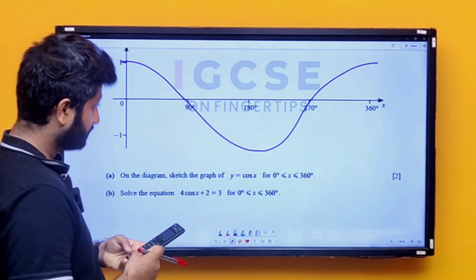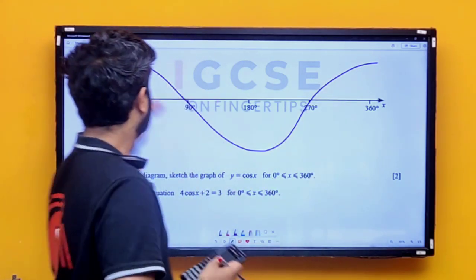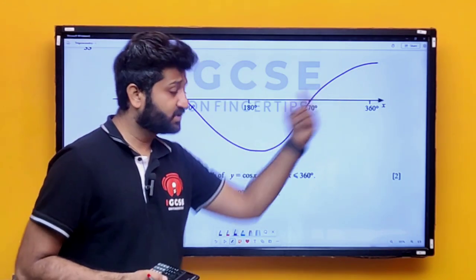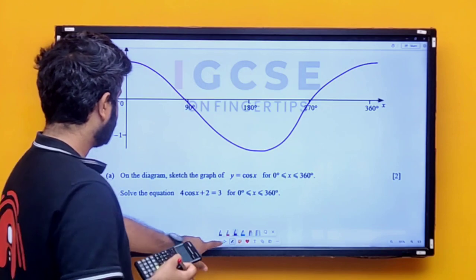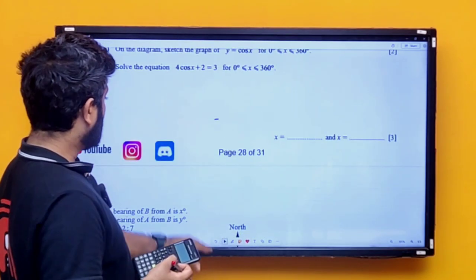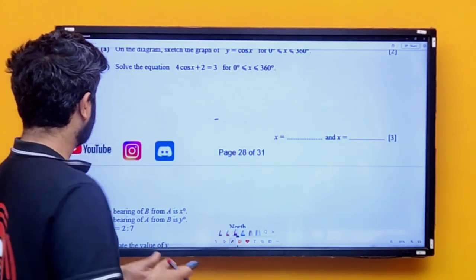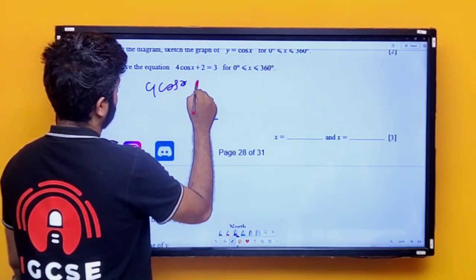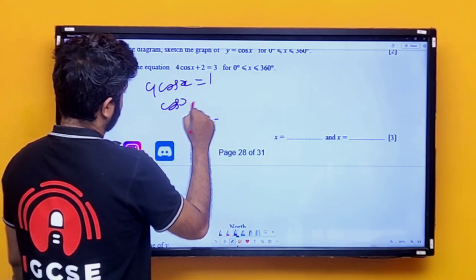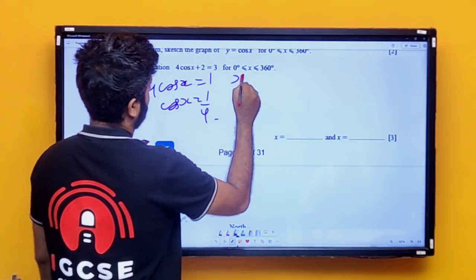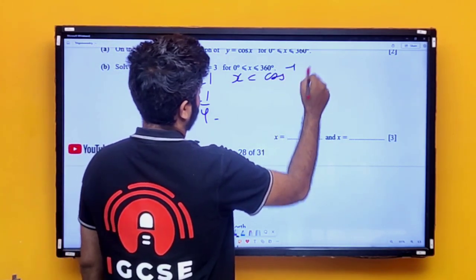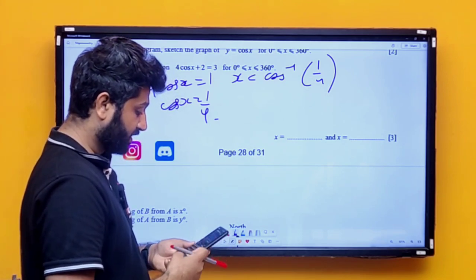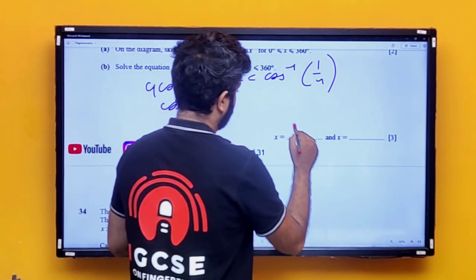And with the help of that, you'll be able to plot the graph easily. Next question. Solve the equation 4 cos x plus 2 equals to 3. So I can rearrange this as 4 cos x equals to 1, cos x equals to 1 by 4, and from here I can write x as cos inverse of 1 by 4. Now cos inverse of 1 by 4 is 75.5, and we know that cos of 360 minus theta is nothing but cos theta. So the other answer will be 360 minus 75.5.